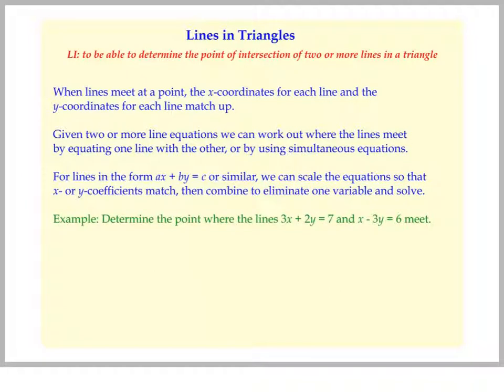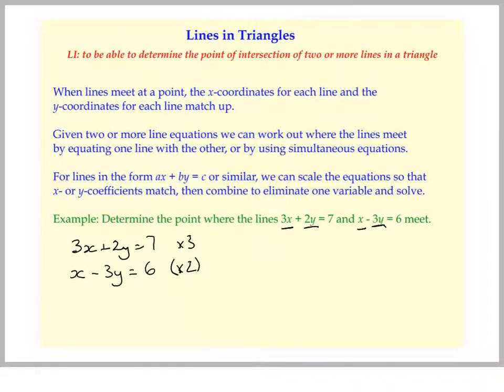Right, so for these two equations, we can either scale the x terms together. Notice they're both positive, so if they stay positive I'll have to take one away from the other, or I can scale the y terms, and because one is positive and one is negative, I could add them together if I don't change the signs. So let's write it out. 3x plus 2y equals 7, and x minus 3y equals 6. So I'm going to choose to multiply this one by 3 and this one by 2.